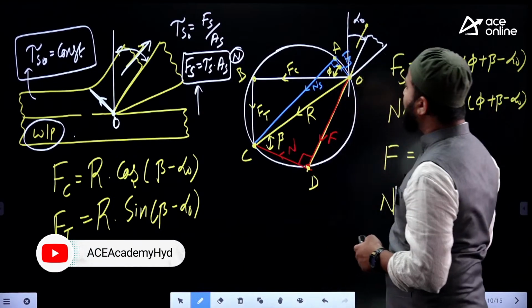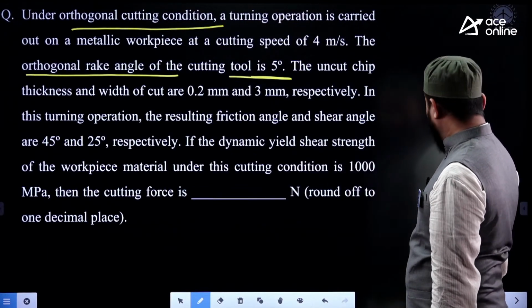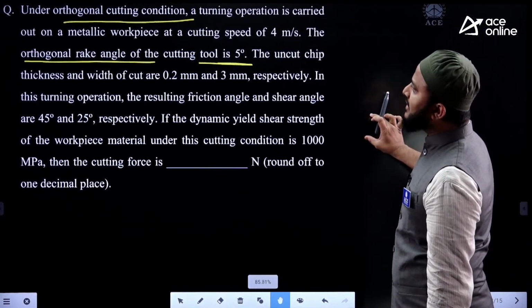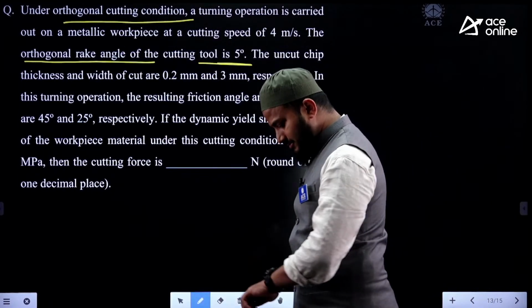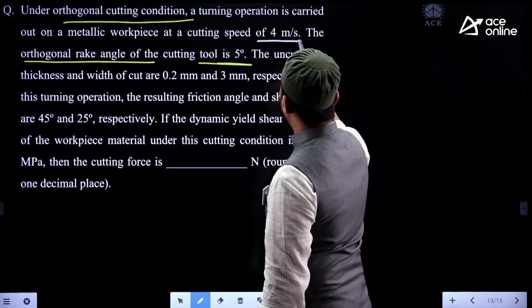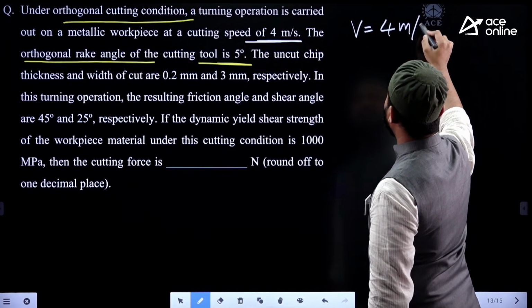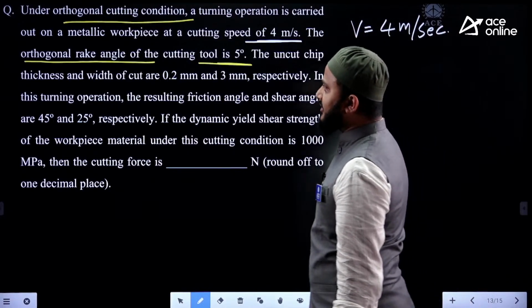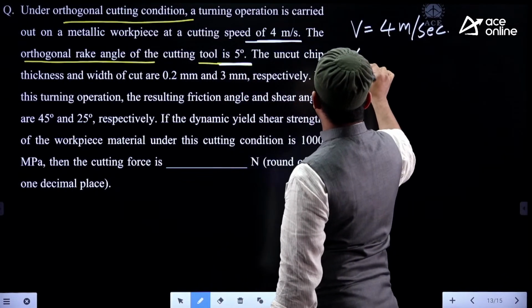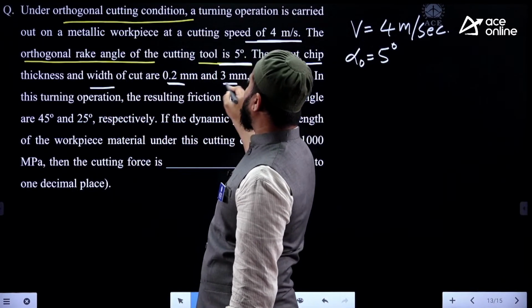Now, based on the discussion we made, observe this question. In this question, what they are saying is, under orthogonal cutting condition, the turning operation is carried out on a metallic workpiece at a cutting speed of 4 meters per second. So they provided the cutting speed, that is 4 meters per second. Then the orthogonal rake angle of the cutting tool is provided as 5 degree. Then the uncut chip thickness and the width of cut are 0.2 and 3 mm.